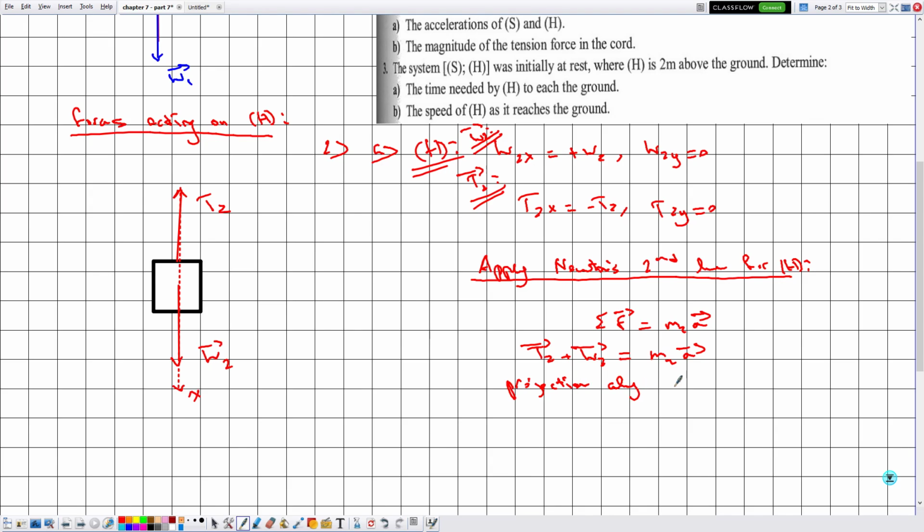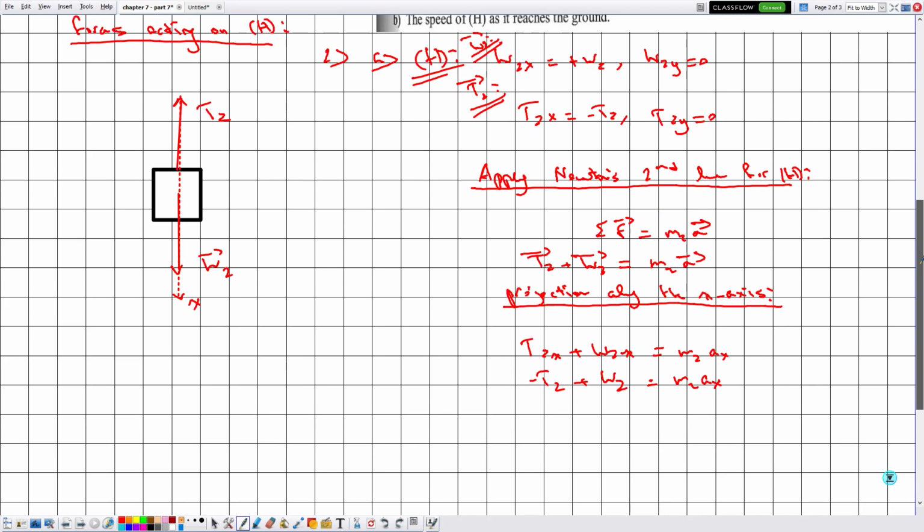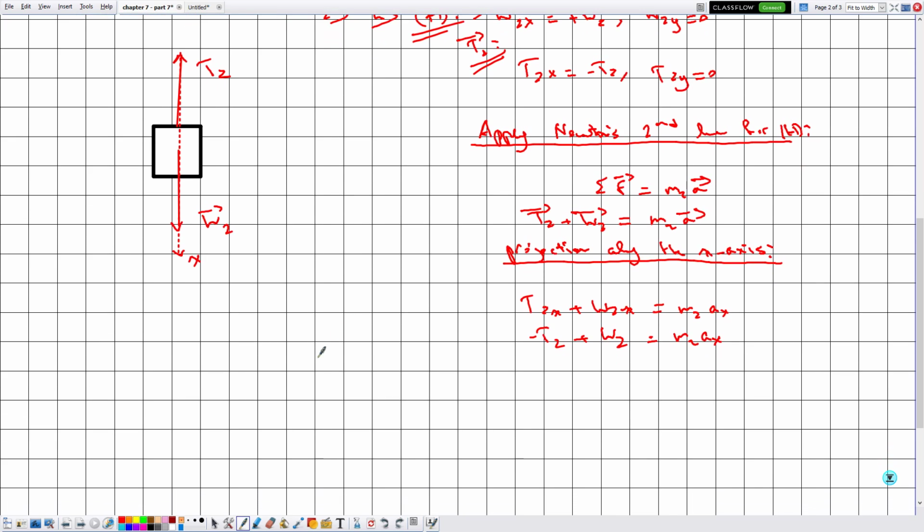Projection along the x-axis. So we drop down the vector quantity, and each vector quantity will carry the label x. T2x plus W2x is equal to m2ax. T2x is given by minus T2, W2x is given by plus W2, and this is equal to m2ax. Now I'm not differentiating between a1 and a2 because a1 is equal to a2 is equal to a, because the string is inextensible. Moreover, ay is equal to 0, no motion along the y-axis.